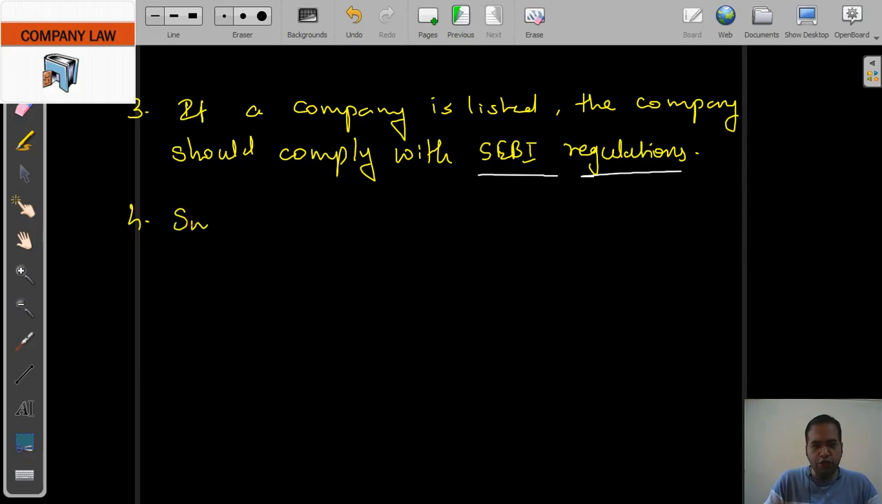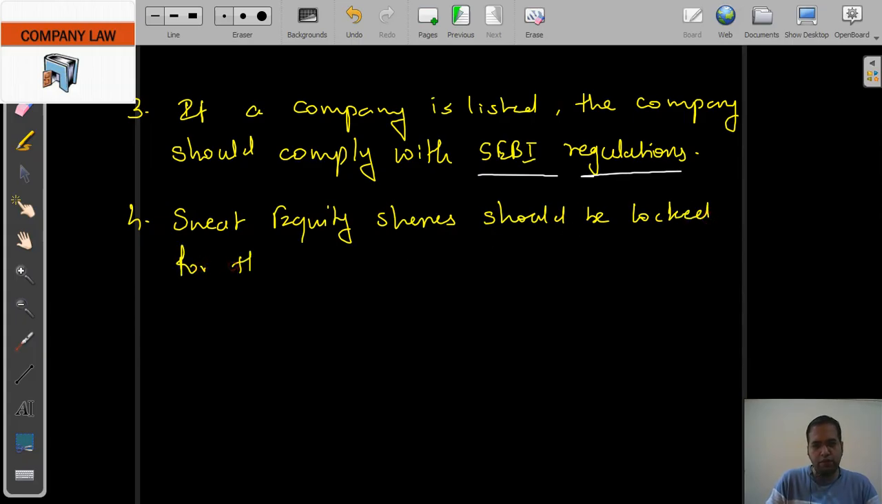Sweat equity shares should be locked for 3 years from the date of allotment. It is necessary that when you are issuing the shares to the employees or directors, it should not happen that they have purchased at a discount and immediately transfer it to an outsider and earn the profit. That is the reason the law says they have to keep the lock-in period of at least 3 years for the sweat equity shares.